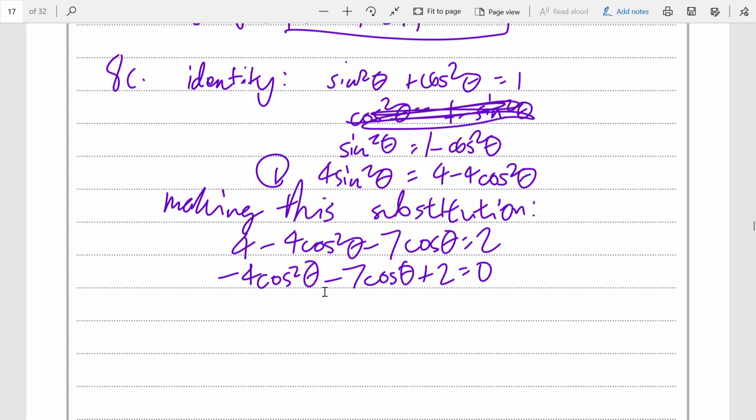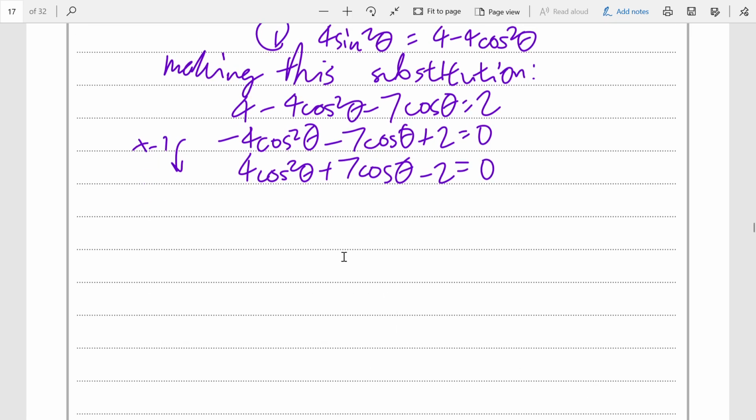And because I do not like it for the first coefficient to be a negative, because it makes it a lot more difficult and painstaking to work with, I'm going to multiply both sides of the equation by -1. So 4 cos squared theta, and then minus 7 times -1 is positive 7 cos theta, and then plus 2 times -1, of course, minus 2 is 0. So what we can do here is we can try to factor it out, because now it's just a quadratic equation that we're solving for cosine theta.